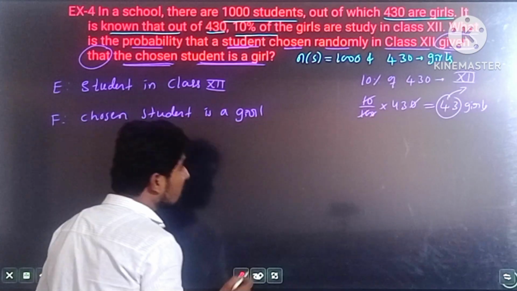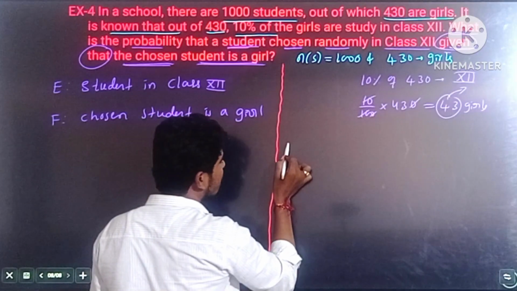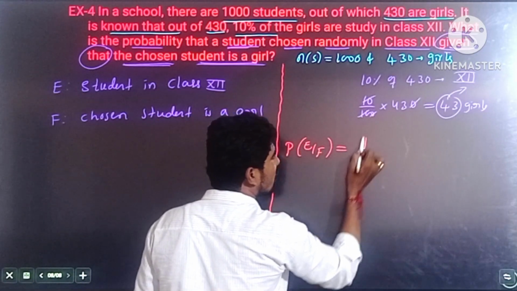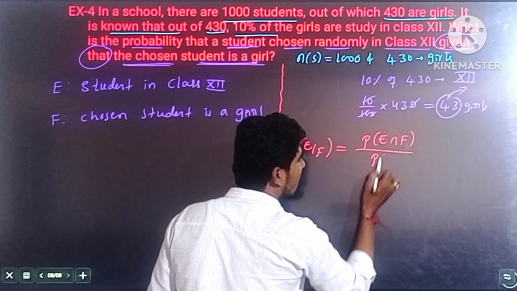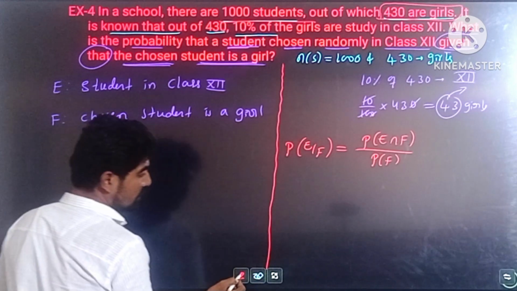Again, we need which probability? Probability of E by F, the probability of one event when the other event is given. That is the probability of E by F, which is equal to the probability of E intersection F divided by the probability of F. I hope all of you are understanding.